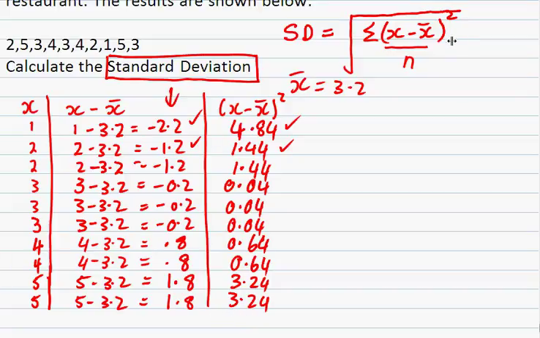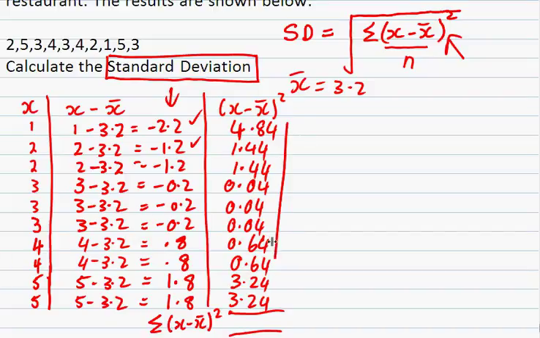Then we've got to get this part of the formula, which is the sum of x take x bar squared, which means we're going to add all of those values up. So all of these values here, we add them all up, and that is what the sum means. So if I add all of them up, I get 15.6. Now I'm going to use that in the formula.